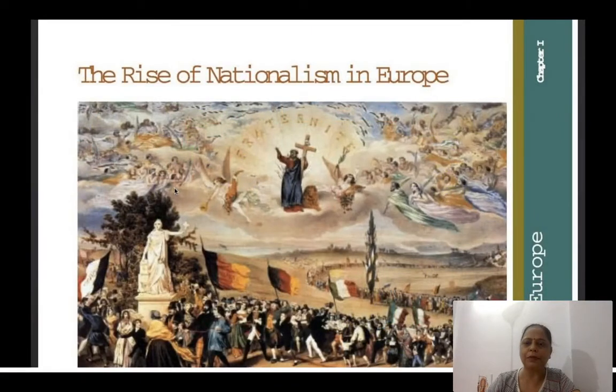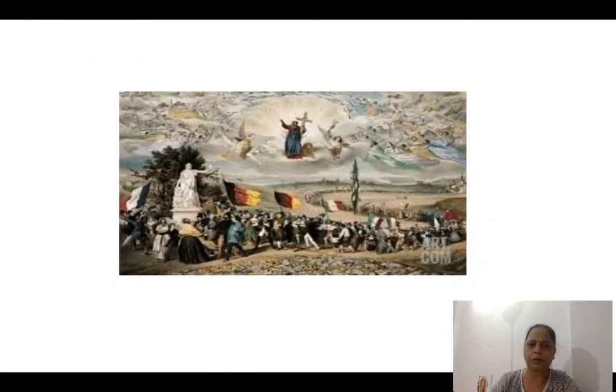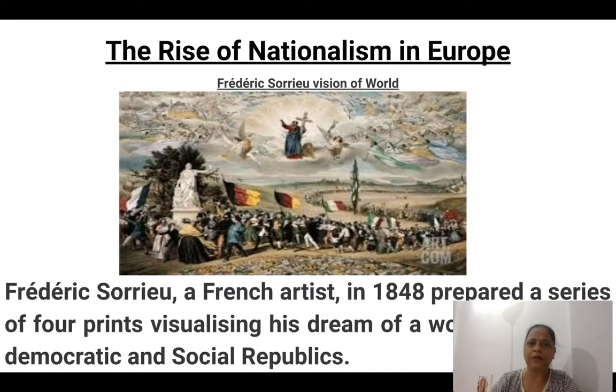In this chapter, children, this is one picture in the beginning given in your book, which tells you about the concept of nationalism. This is a picture created by Frederick Sorrieu, a French artist in 1848. He prepared a series of 4 prints visualizing his dream of a world made up of democratic and social republics.